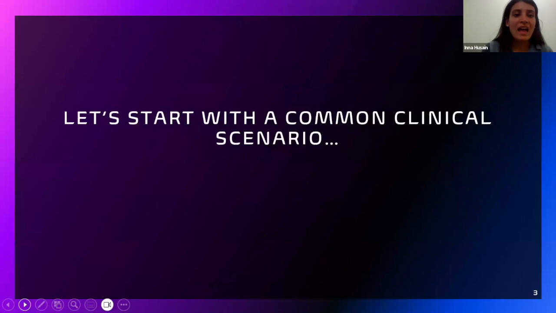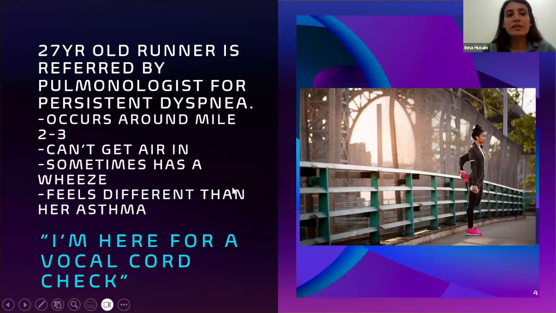So let's start with a common clinical scenario, something that comes to my office often. This is a 20-something-year-old runner who's referred by her pulmonologist for persistent shortness of breath, or dyspnea. It seems to occur around mile 2 to 3 of her daily run, and she feels like she has a really hard time getting air in. Sometimes there's a wheezy quality to the voice, but this feels very different from what she's known as her asthma her whole life. She comes to me and says, I was sent here because I need a vocal cord check.